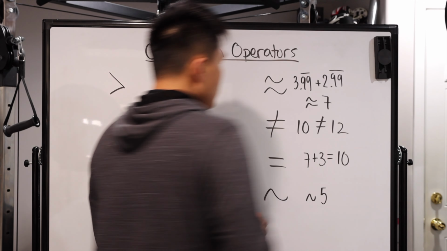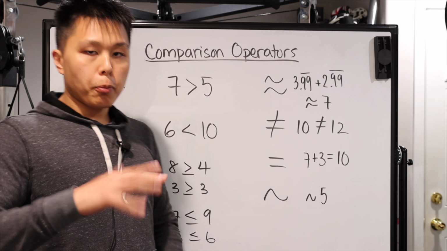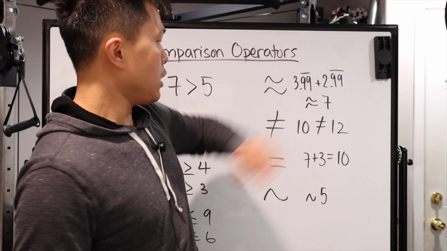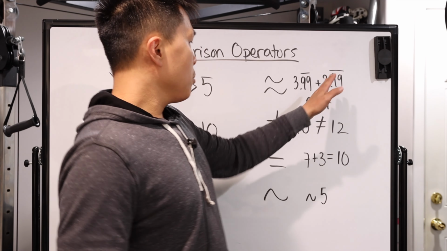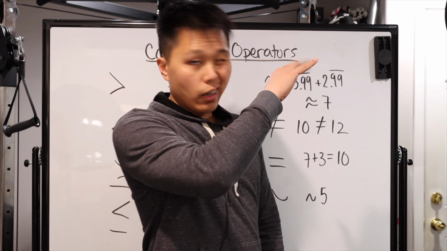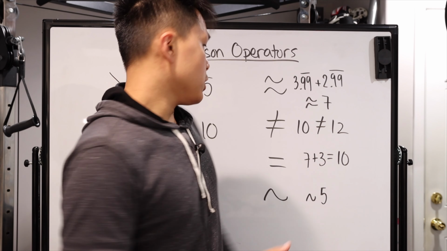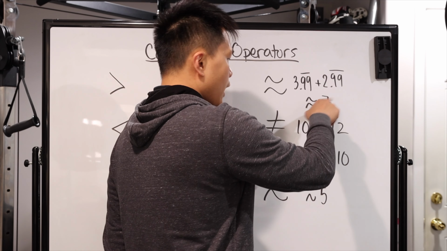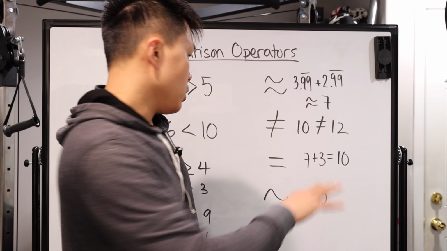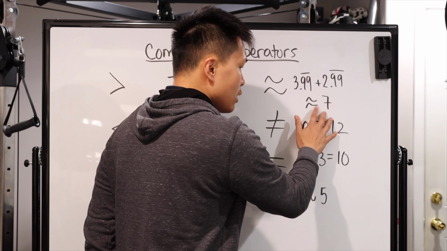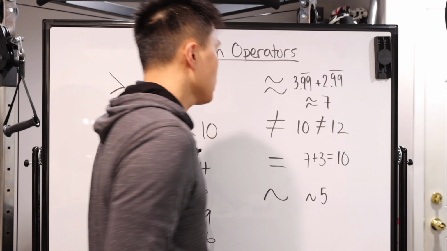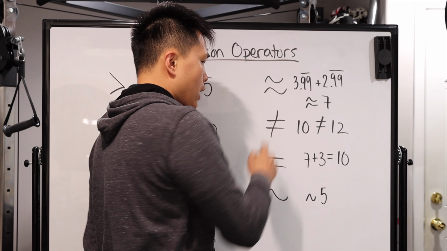Let's move over this side. Here we have the approximation, right? Let's just say 3.9, and then the bar on top means that it just goes on forever, plus 2.9 goes on forever. There's arguments of what that actually equals, but let's just leave it at that right now. That's approximately 7. So you would see this kind of approximate symbol, about, close to equaling 7, usually as one whole mathematical sentence like this, right?